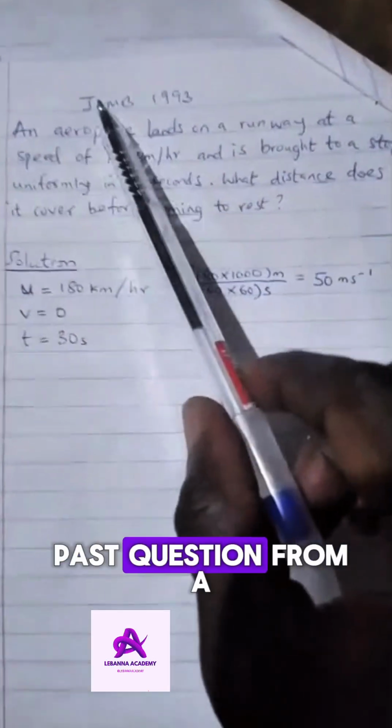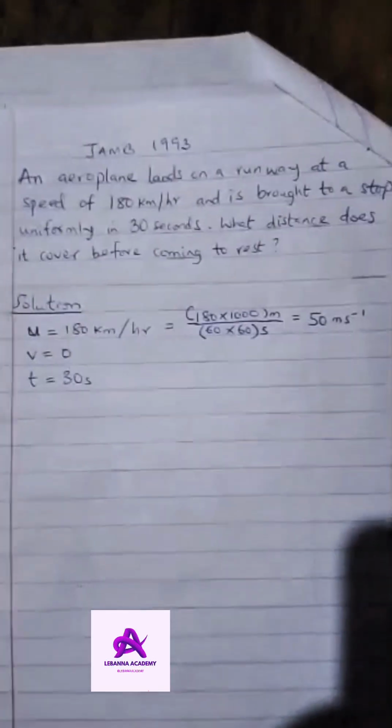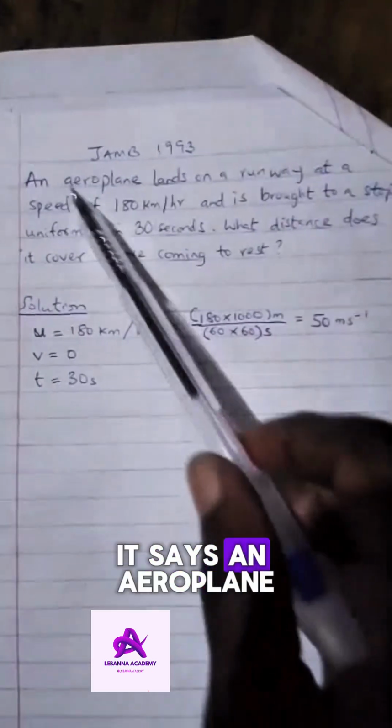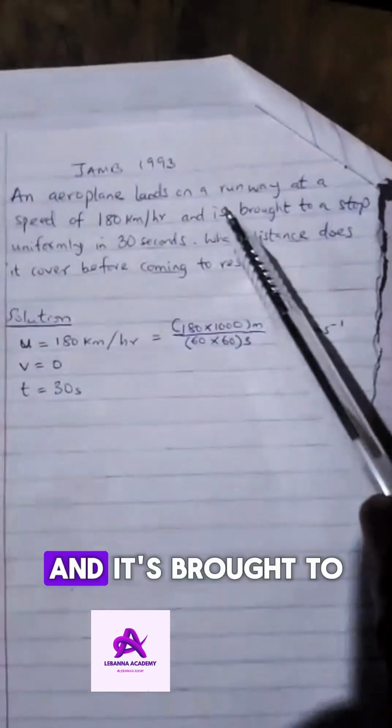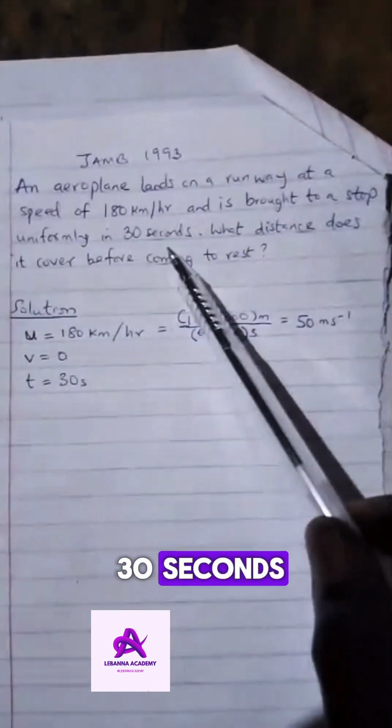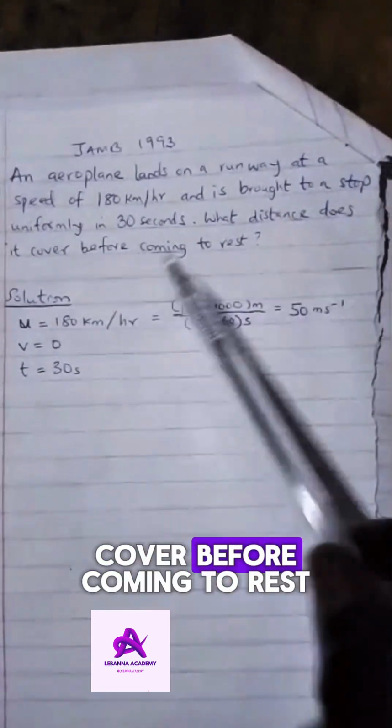Past question from JAMB of 1993 for physics. All right, so it says an aeroplane lands on a runway at a speed of 180 km per hour and is brought to a stop uniformly in 30 seconds. What distance does it cover before coming to rest?